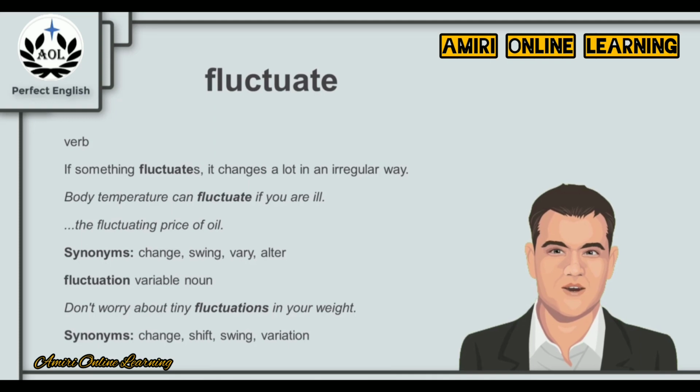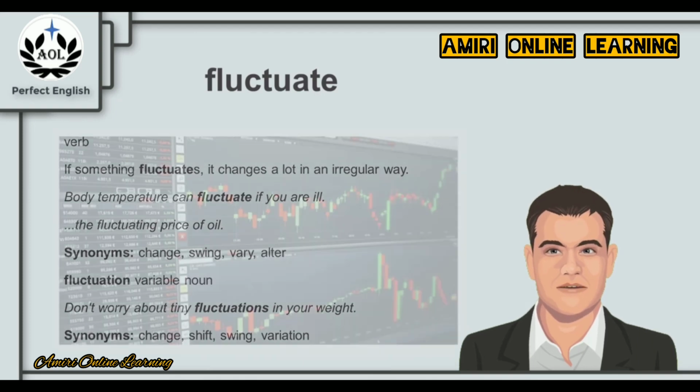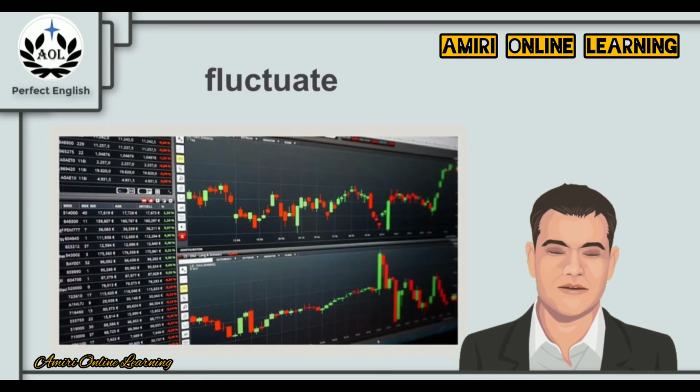And the noun from fluctuate is fluctuation. For example, don't worry about tiny fluctuations in your weight because they're just tiny. They're not big. If they're big, you should worry. And synonyms for fluctuation are the words change, shift, swing, and variation. So the next time you remember this graph, remember the word fluctuate and what it means.